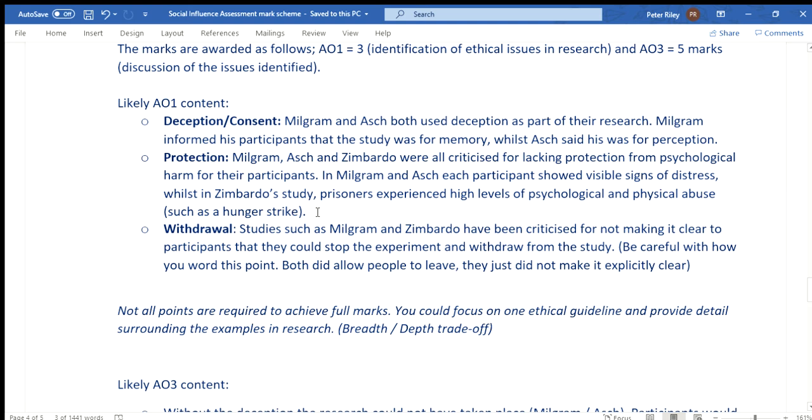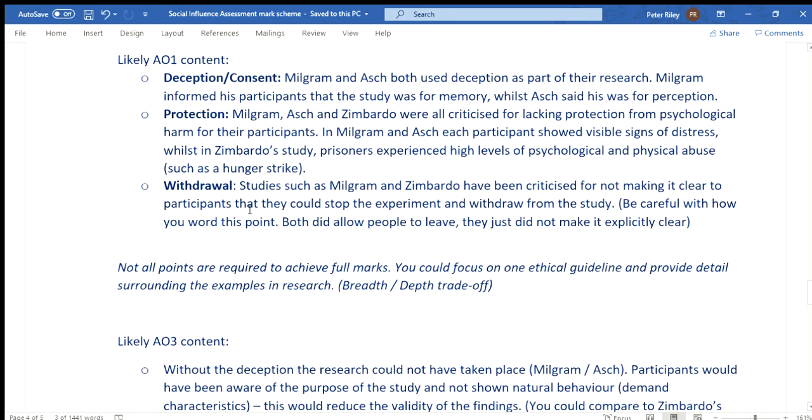So you could say that's a significant ethical issue. Also, the fact of withdrawal. Studies such as Milgram and Zimbardo were criticised for not making it clear to participants that they could stop the experiment and withdraw from the study. I've put there in the mark scheme, you've got to be really careful with how you word this, because Milgram and Zimbardo did allow participants to withdraw from their study.